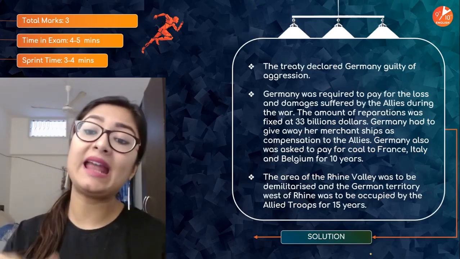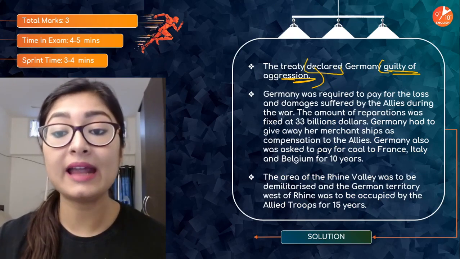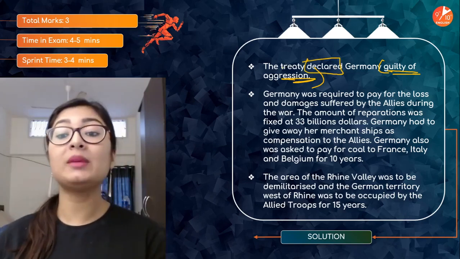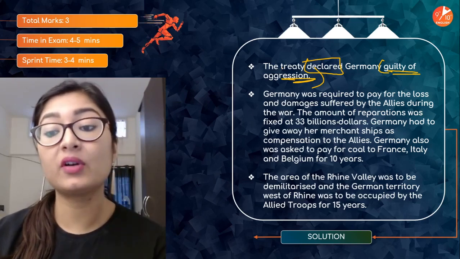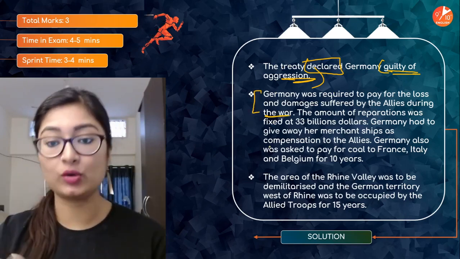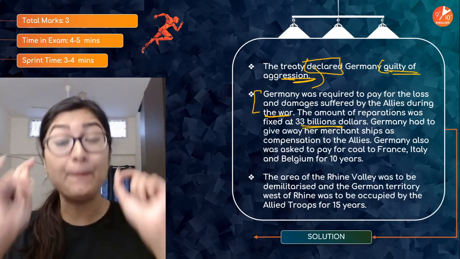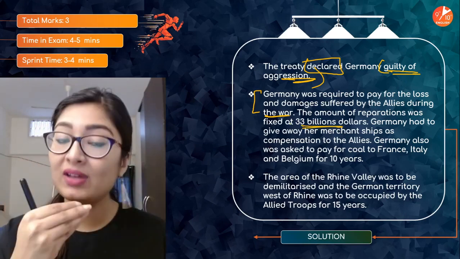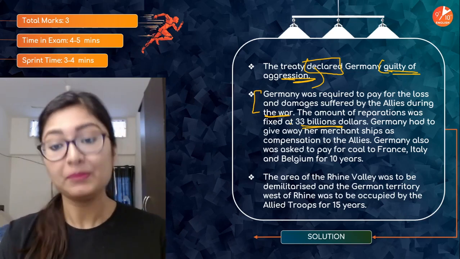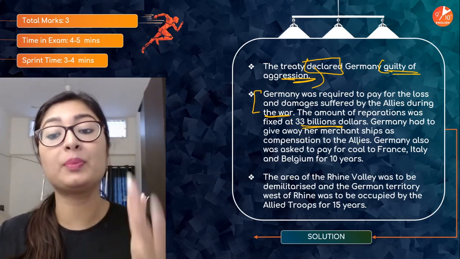So the treaty declared Germany guilty of aggression. See, this is very important. This is what they were declared. As I told you, they were basically accused that because of you this has happened. Now Germany was required to pay for the loss and damages suffered by the Allies during the war. So this is point number one. You can actually segregate these points. The amount of reparations was fixed at around $33 billion. Guys, you can imagine $33 billion. In today's date, even if you ask a strong, big country to pay this amount, they will collapse. So that was the condition that was put on them. Germany had to give away her merchant ships as compensation to the Allies.